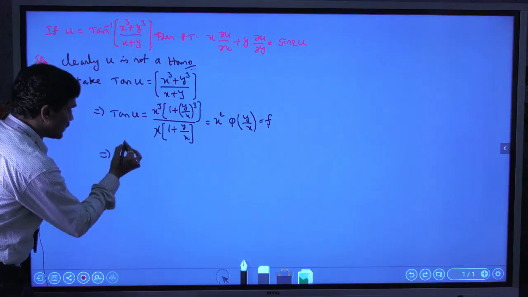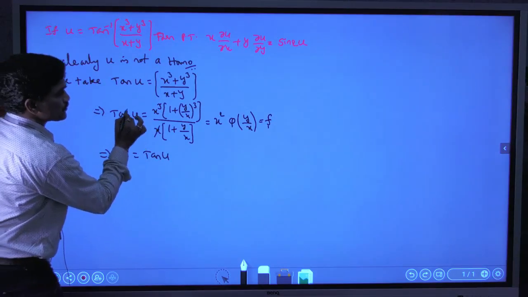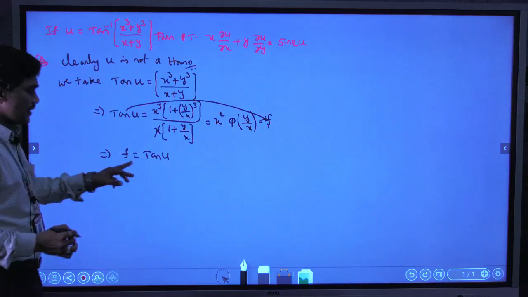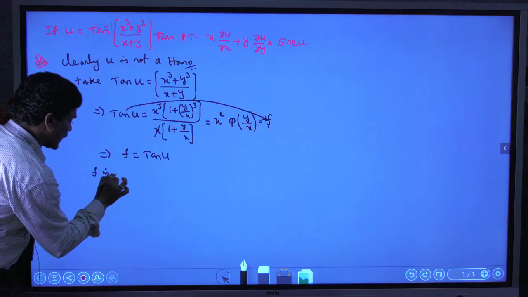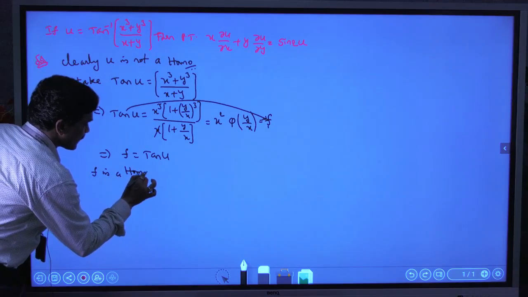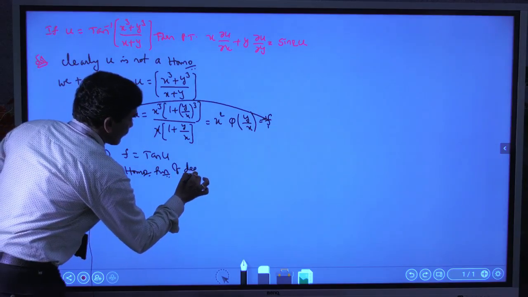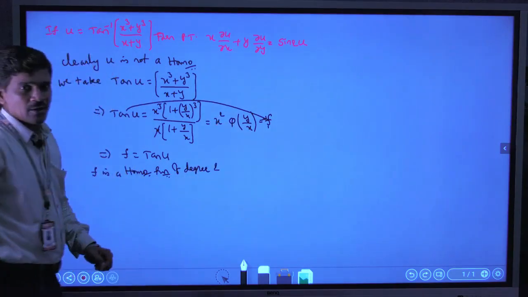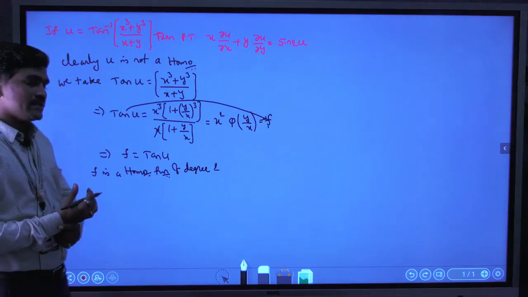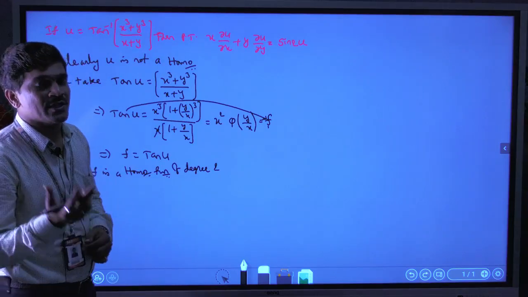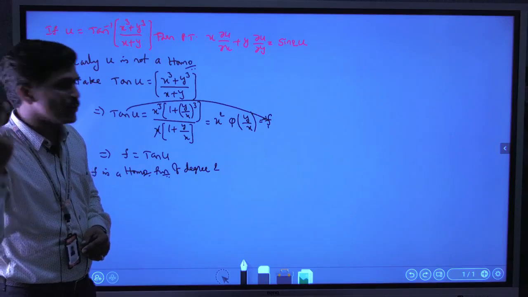So finally here write f is equal to tan u from these two, right? So f is equal to tan u. Now clearly f is a homogeneous function of degree 2, right? Now a homogeneous function of degree 2, by Euler's theorem. What is Euler's theorem actually? x dou u by dou x plus y dou u by dou y is 2u, right?